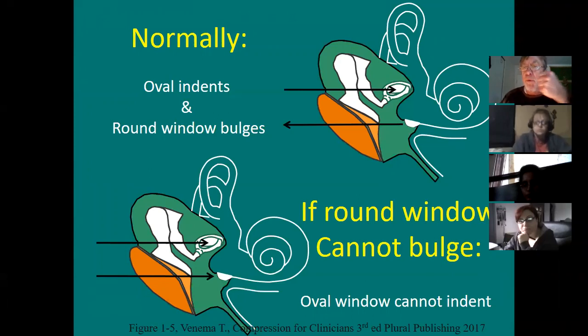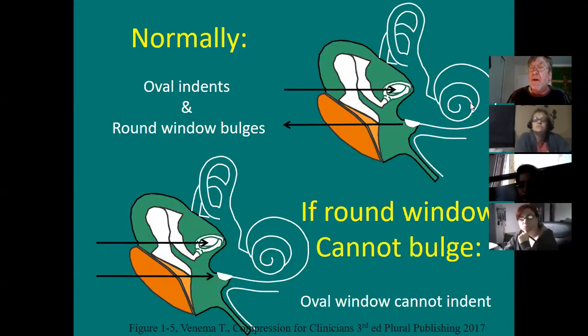So every time the oval window pushes in, and I'll stop sharing, I want people to get this. When the oval window pushes in, the round window bulges. And if the round window can bulge, that allows the oval window to push in. You always have that trading of action constantly, which creates tiny little ripples inside your inner ear. And that causes you to hear. Those little ripples, we will learn later, are called traveling waves.